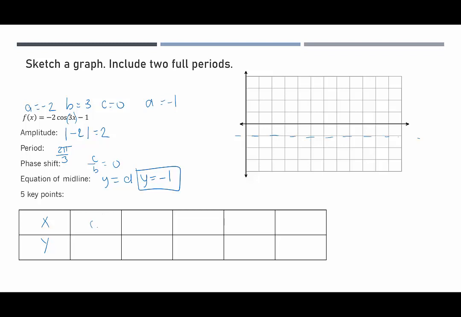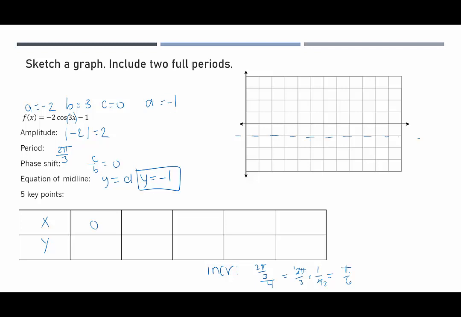So x is starting at 0, and now we want to figure out the increments. Do you remember how to find the increments? Take the period, 2 pi over 3, and divide it by 4. So our increments are going to be 2 pi over 3 divided by 4. This is 2 pi over 3 times 1/4, since dividing by 4 is equivalent to multiplying by 1/4. That's 2, that's 1. We end up with pi over 6. So our increments are pi over 6's.